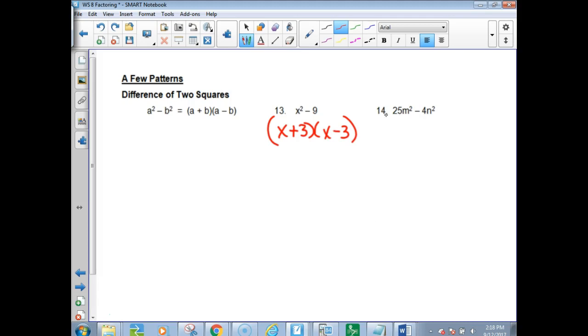This last one here, 25m squared minus 4n squared, is also a difference of two perfect squares. So that's 5m minus 2n times 5m plus 2n. Now, again, I just did it differently because I want to make sure that you realize it doesn't matter which one's first, the one with subtraction or the one with the addition. That's irrelevant.